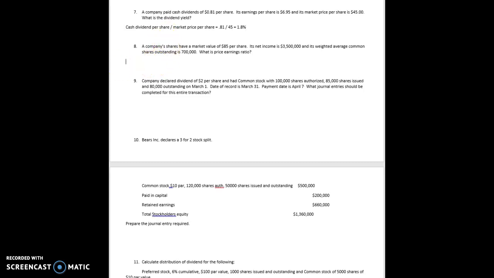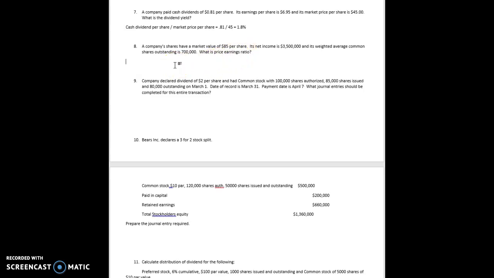With our next one, number 8, it says a company's shares have a market value of $85 per share. Its net income is $3,500,000 and its weighted average common shares outstanding is 700,000. What is the price earnings ratio?